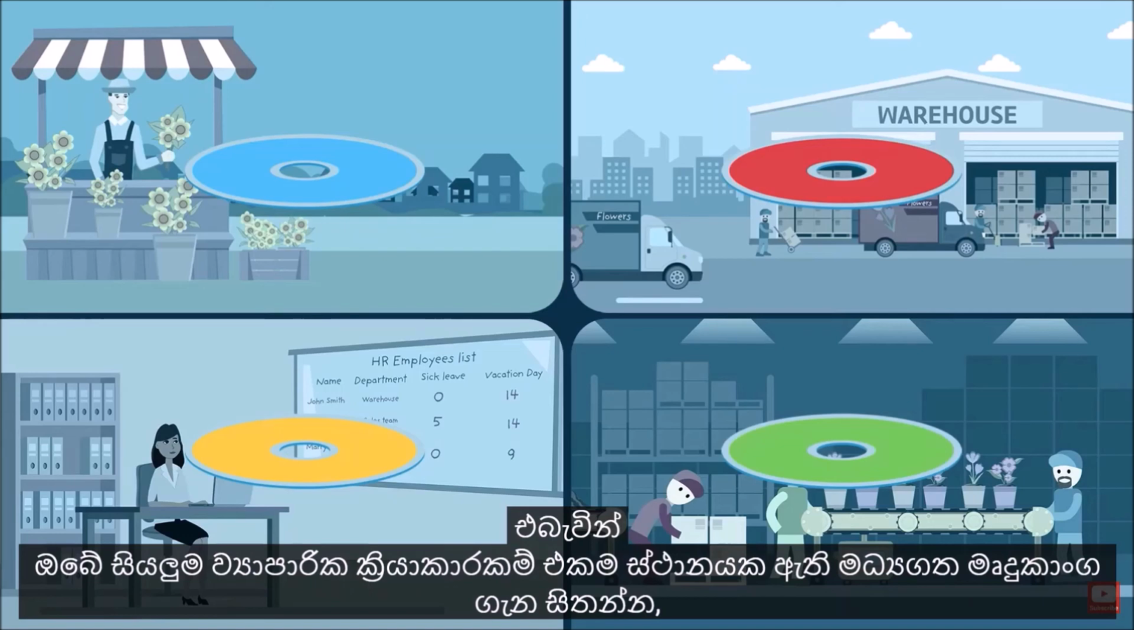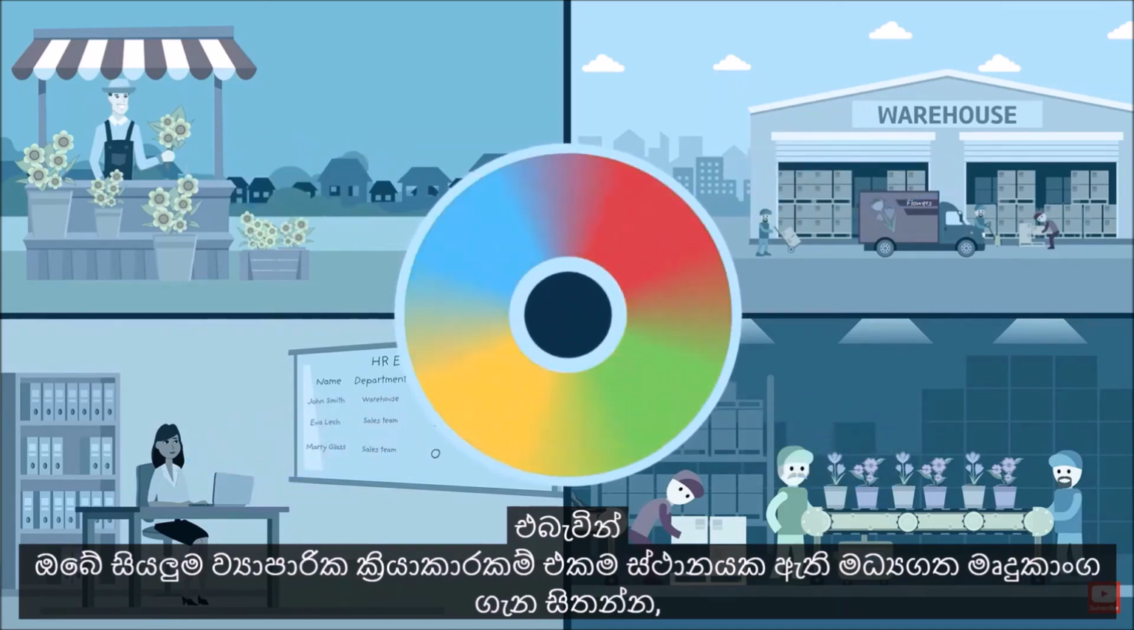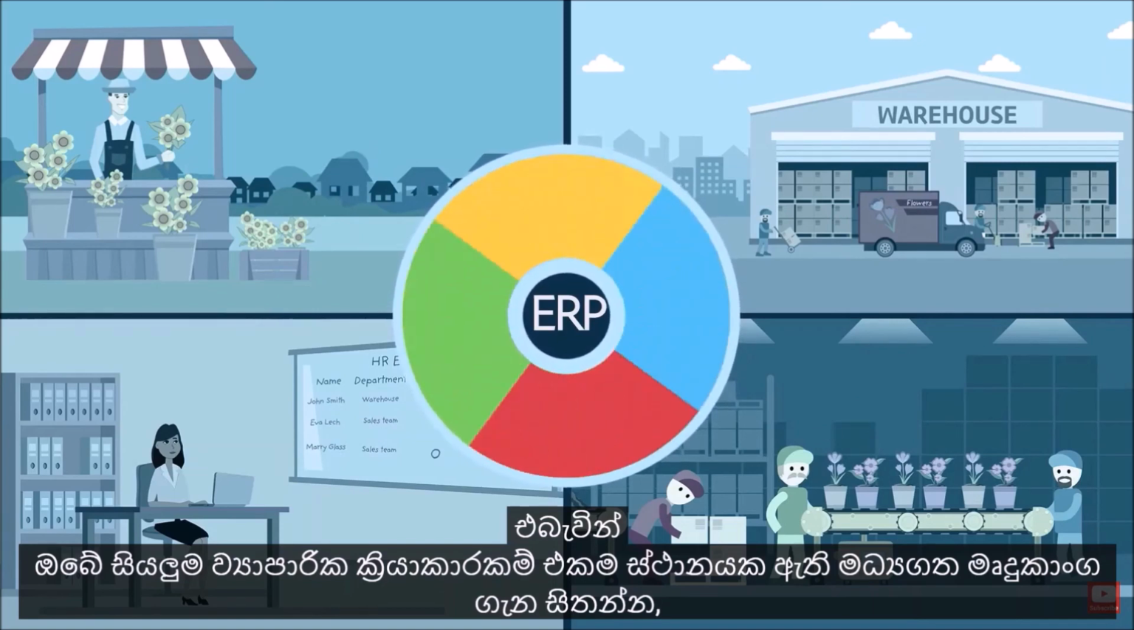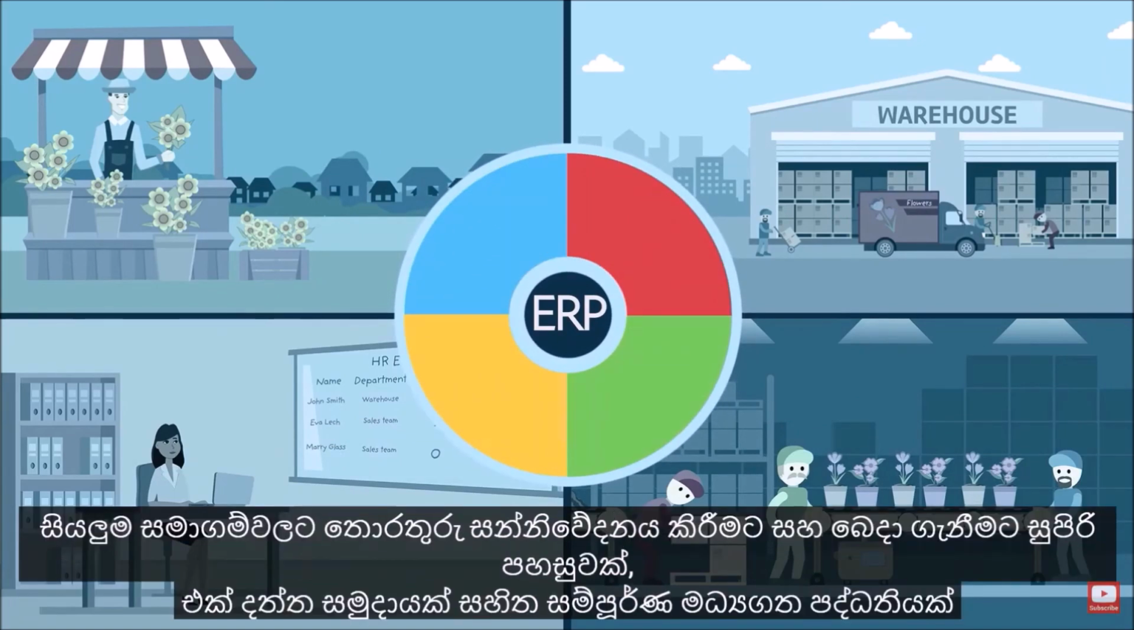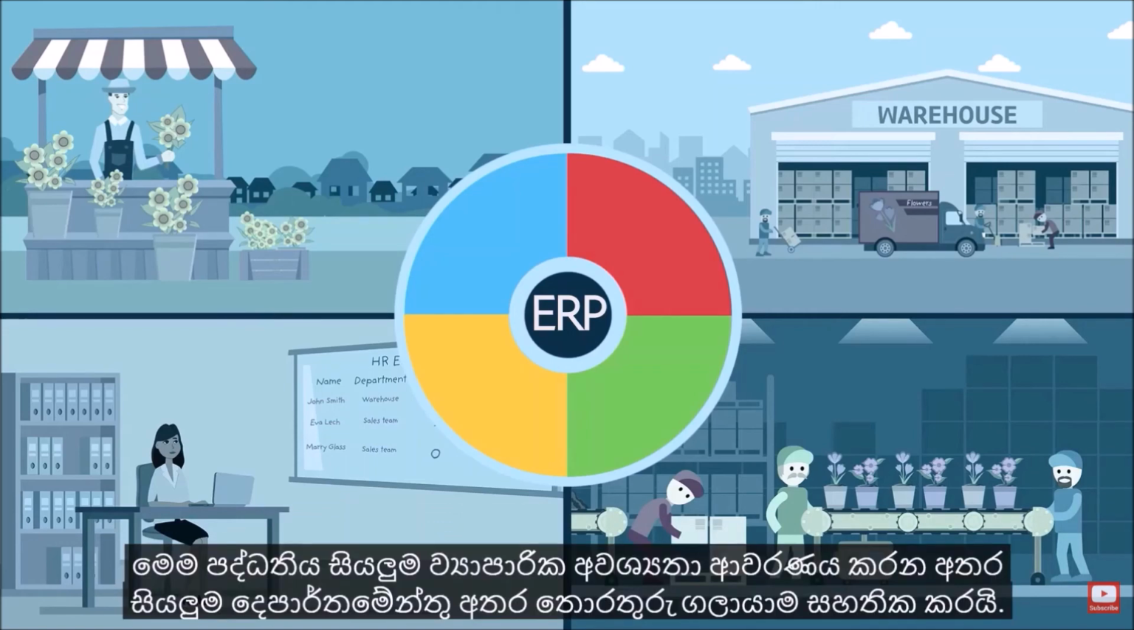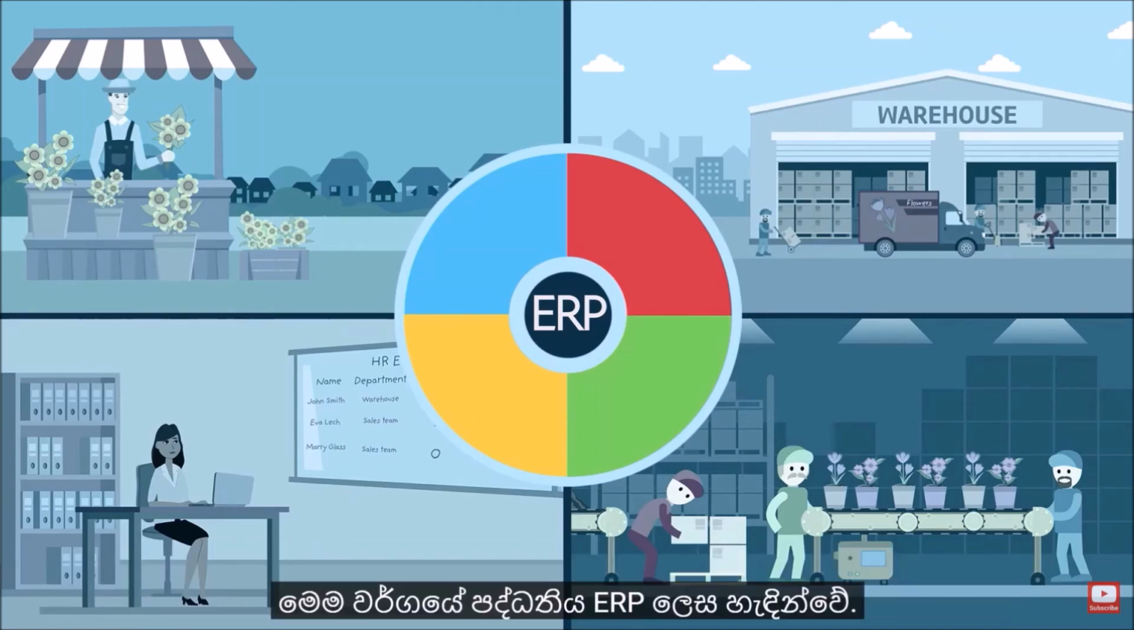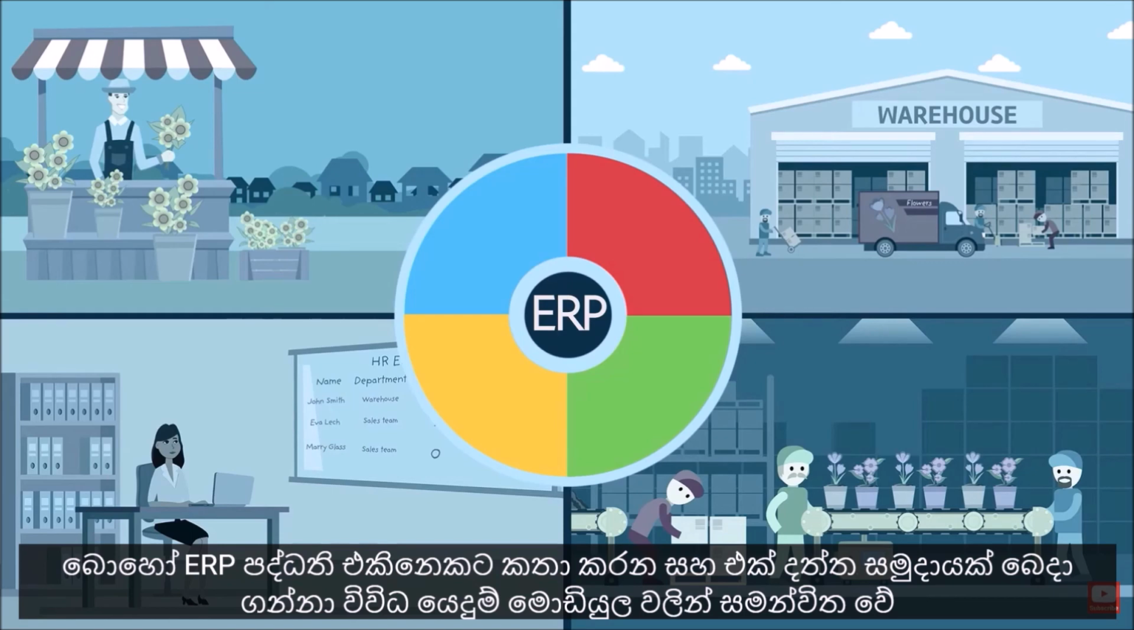So, think about centralized software that has all your business activities in one place. Make it super easy for the whole company to communicate and share information. One complete centralized system with one database. The system covers all business needs and ensures the flow of information between all departments. This type of system is called ERP. Most ERP systems are made up of different application modules that talk to each other and share one database.